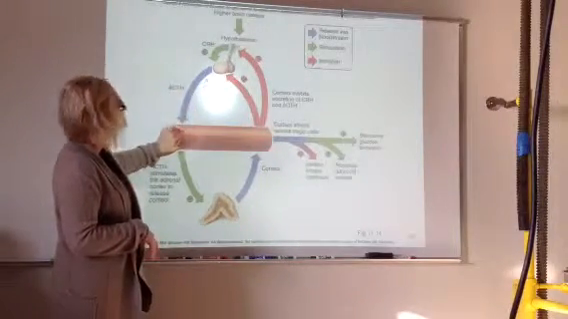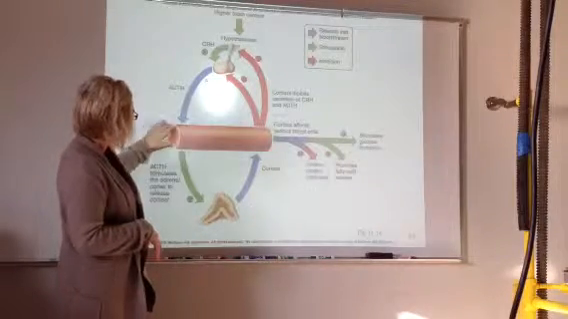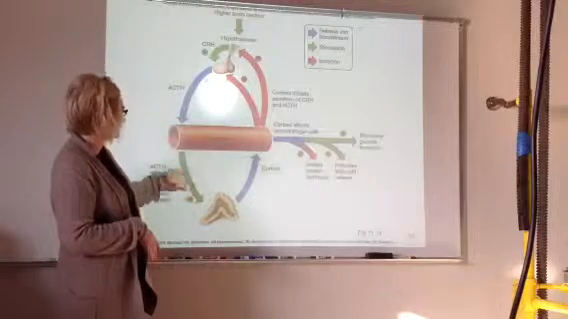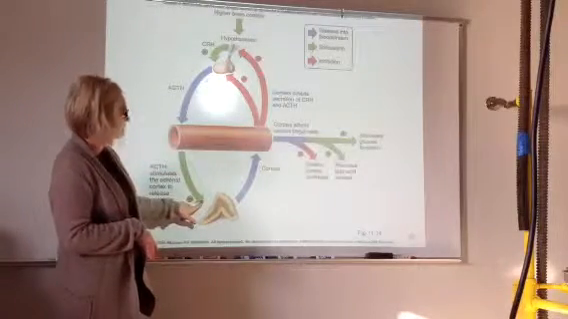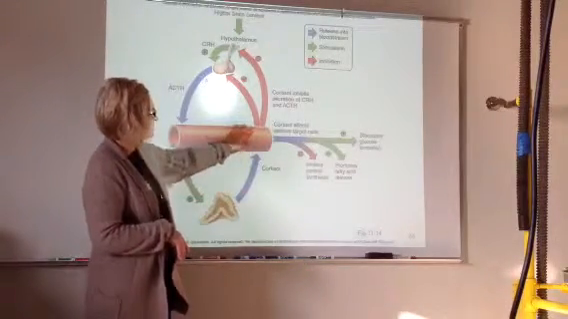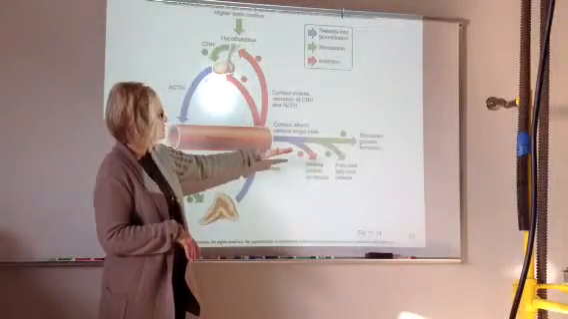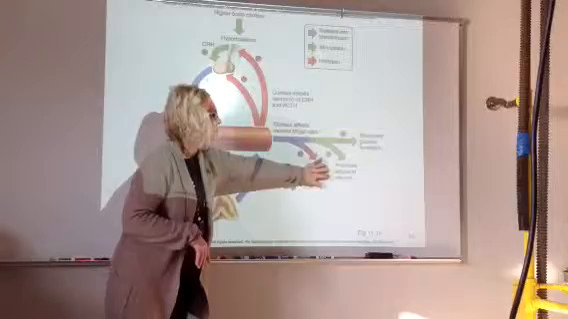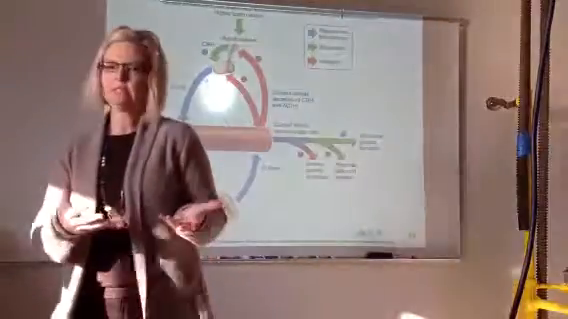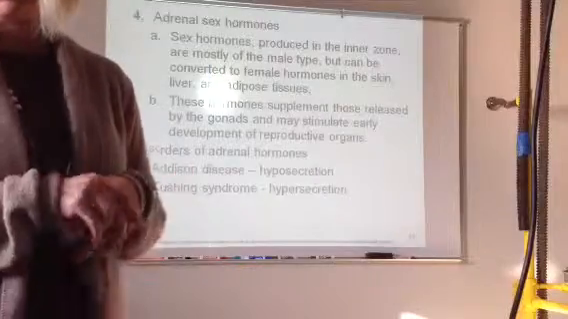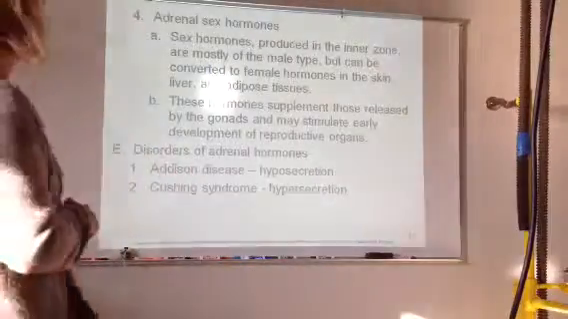ACTH is going to stimulate your adrenal cortex to release cortisol into the blood. Cortisol comes in, and that's going to stimulate glucose production. It's going to help promote fatty acid release and help break down sugars, fats, and actual proteins.